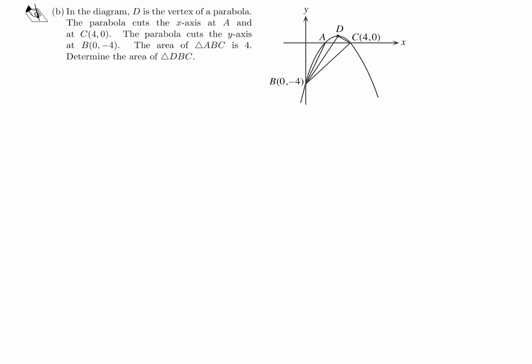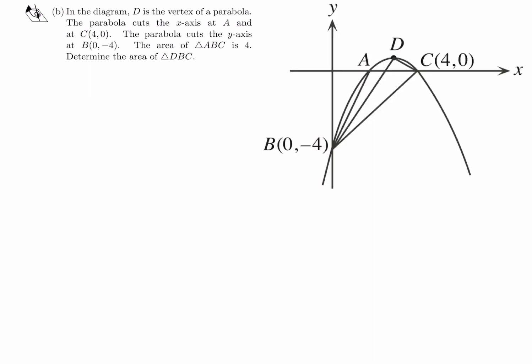In the diagram, D is the vertex of a parabola. The parabola cuts the x-axis at A and at C(4, 0). The parabola cuts the y-axis at B(0, -4). The area of ABC is 4. Determine the area of triangle DBC.